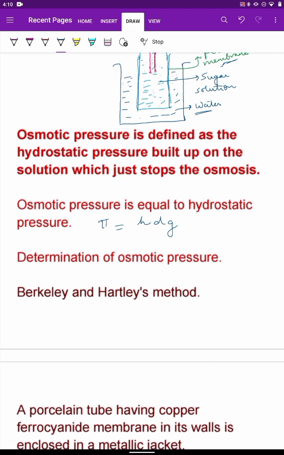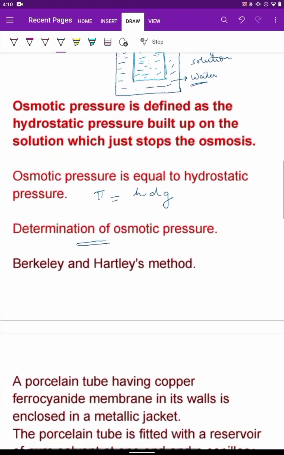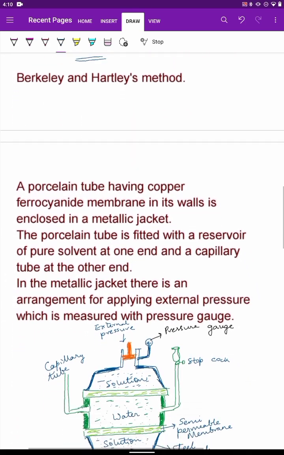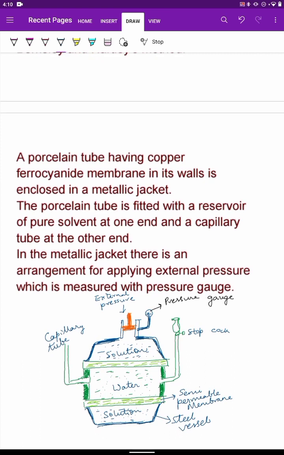Now osmotic pressure also can be determined by certain methods. One was Berkeley-Hartley's method. In Berkeley-Hartley's method, this is the setup I have drawn here in the figure. We can see there will be a porcelain tube which is having copper ferrocyanide membrane, that is the semi-permeable membrane that you can see here. I have marked it in the diagram. There will be a porcelain tube having copper ferrocyanide membrane in the walls, and that will be enclosed in a metallic jacket, means outside there will be a metallic jacket. This tube is fitted with a reservoir of pure solvent.